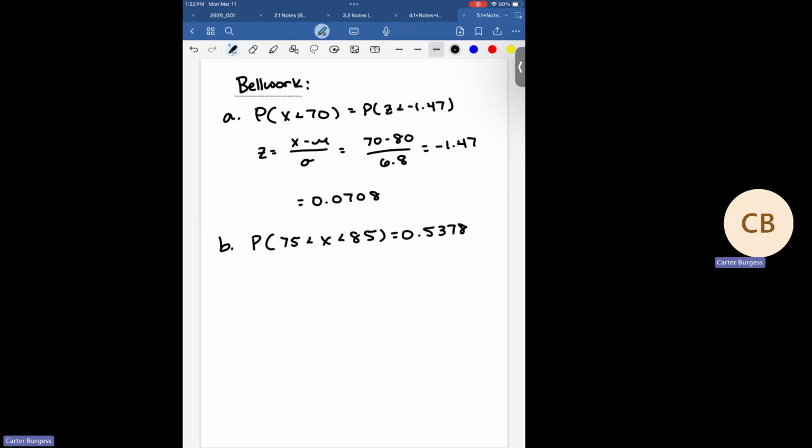Which is, again, not different at all. If you did the z-score approach, you should have gotten the exact same thing. If you rounded a little bit early, if you rounded a little bit prematurely, it might be off by a couple tenths of a percentage, but should be pretty dang close.